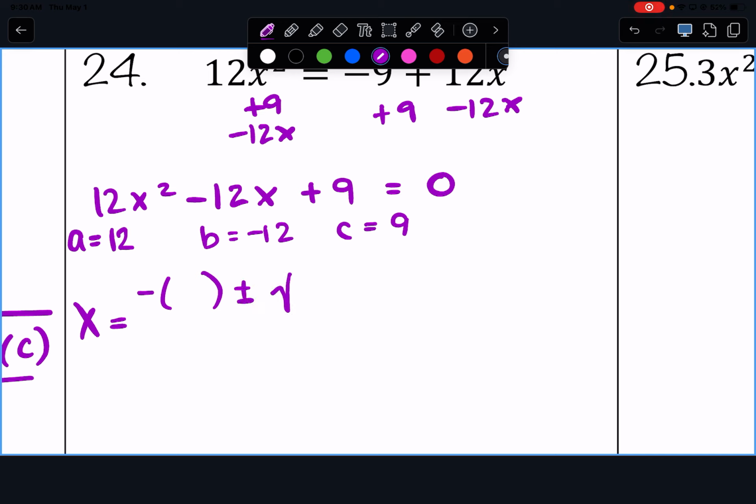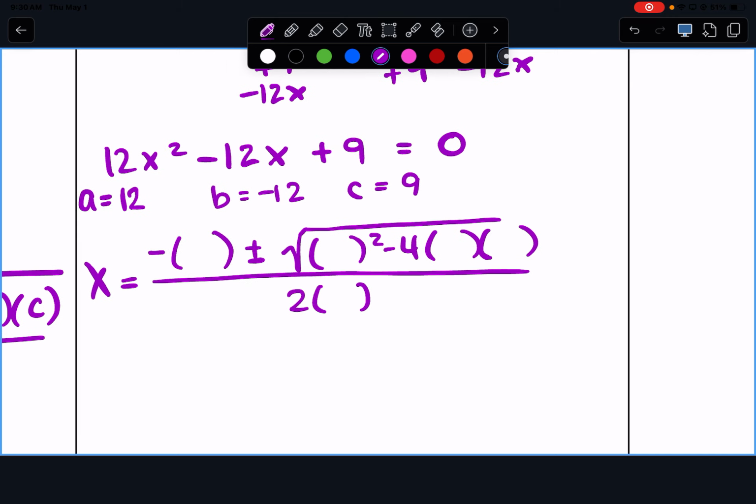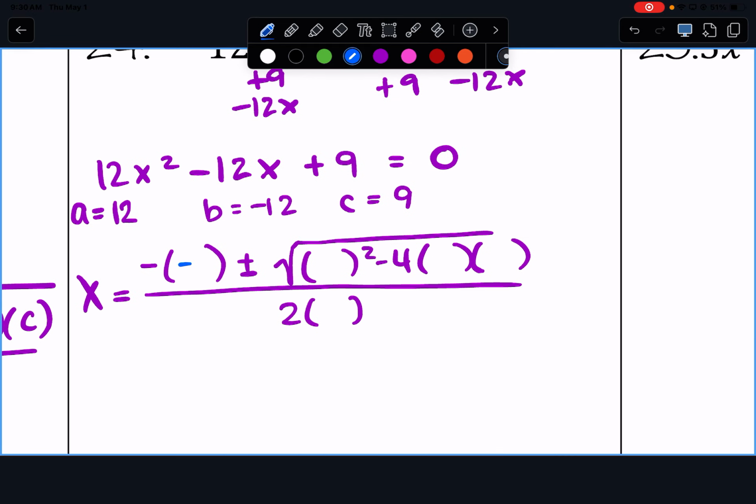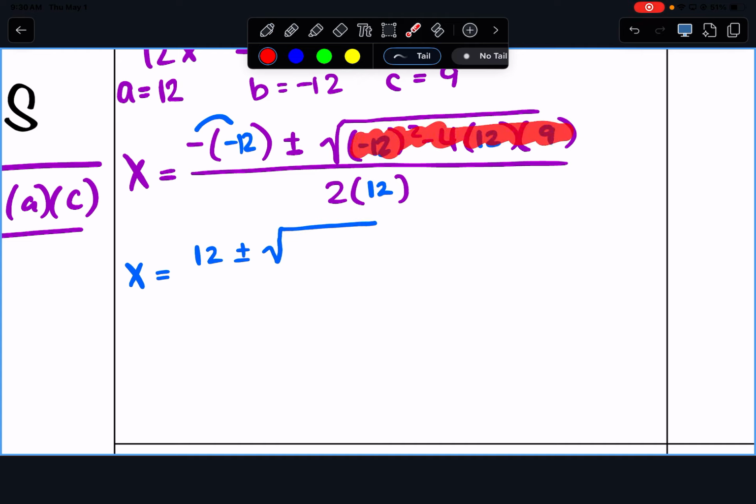Okay, plus or minus the square root of B squared minus 4 times A times C all over 2A. So let's figure out what we plug in. What goes first? So we get negative 12 plus or minus the square root of 12 squared minus 4 times A times C, all divided by 2 times 12. So then we get x is equal to a negative and negative makes positive 12 plus or minus the square root. We have to evaluate what's under that square root. So use your calculator and do that.